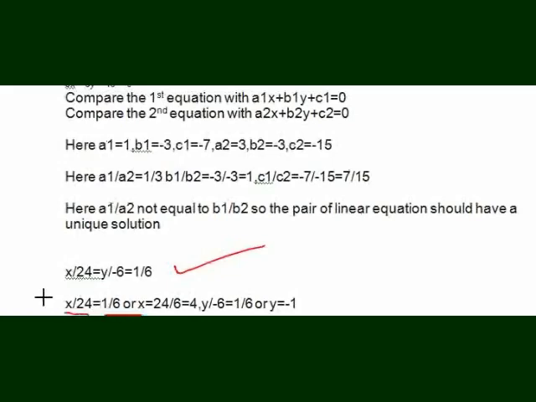So what will be the value of x? x will be 24 divided by 6, which is equal to 4. And y by minus 6 is also 1 by 6. So what will be the value of y? y will be, this minus 6 will be multiplied on the right hand side with 1. So minus 6 divided by 6, that is minus 1. So the value of x will be 4 and the value of y will be minus 1.